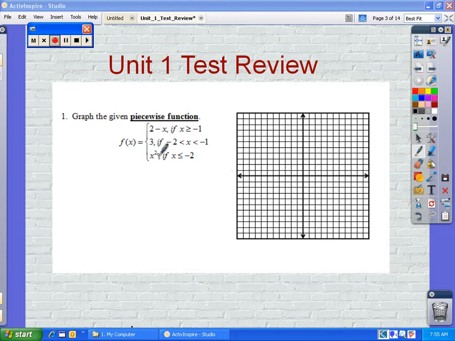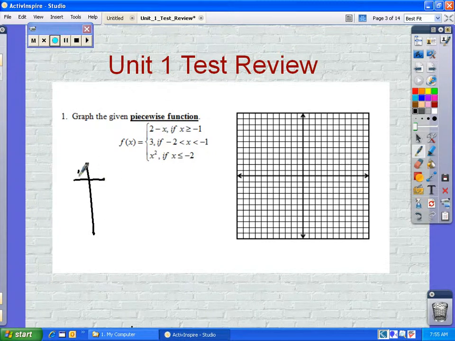Alright, we're going to go ahead and go through the Unit 1 test review. Let's start off with graphing a piecewise function. So for this function I have three separate functions. My first function is 2 minus x. The easiest way to do this is to use a table of values.